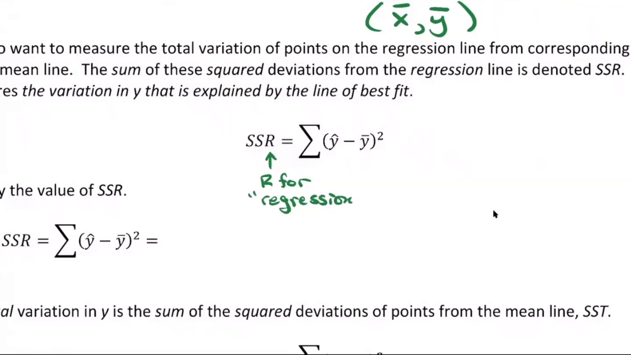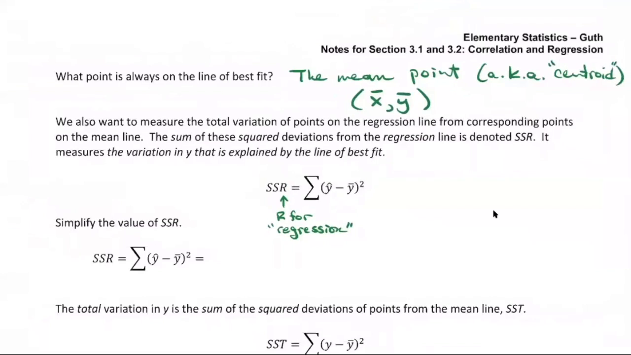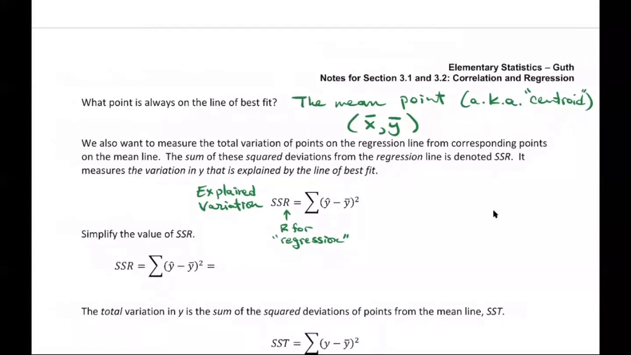And regression is the line of best fit. Okay, so this is called the total. No, I don't want to use the word total, that's confusing. So this is the explained deviation or variation. Okay, so you're taking y hat minus y bar.